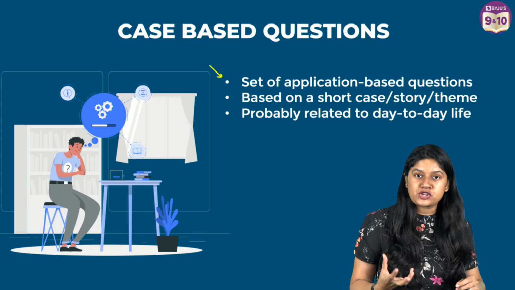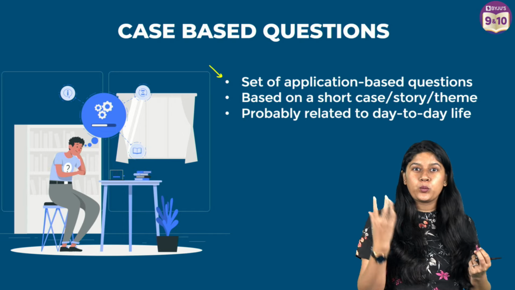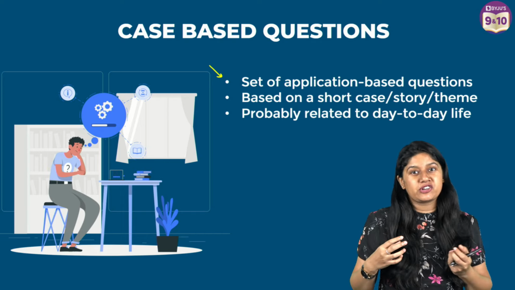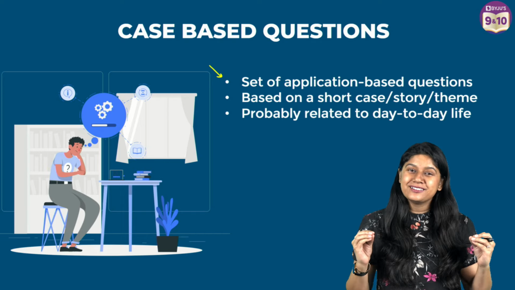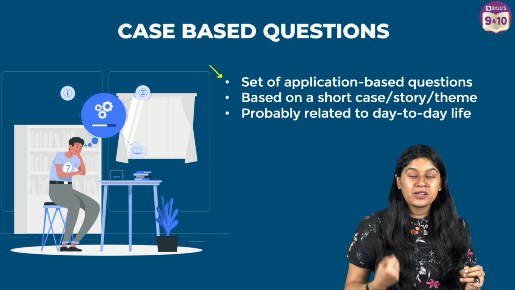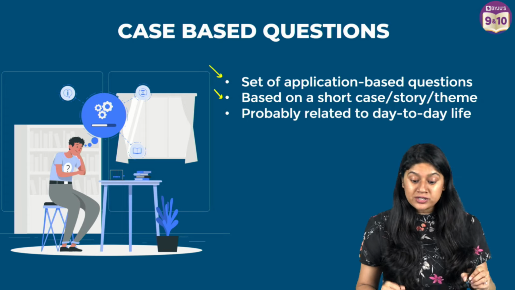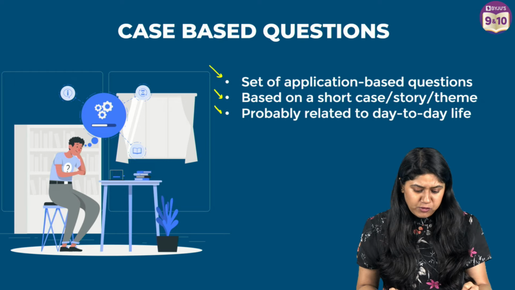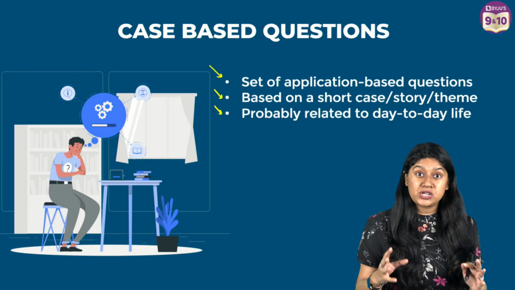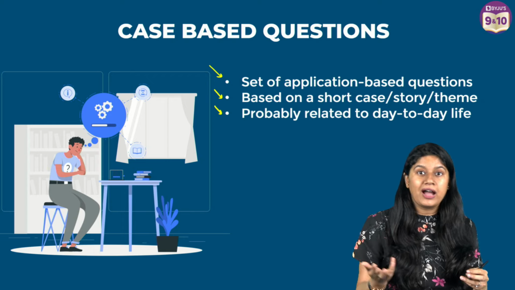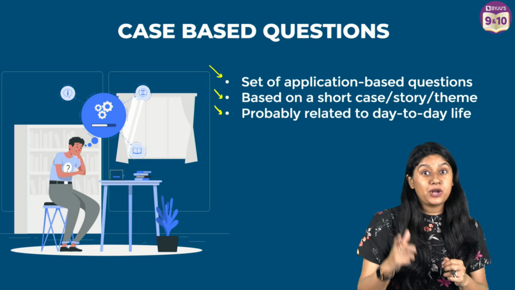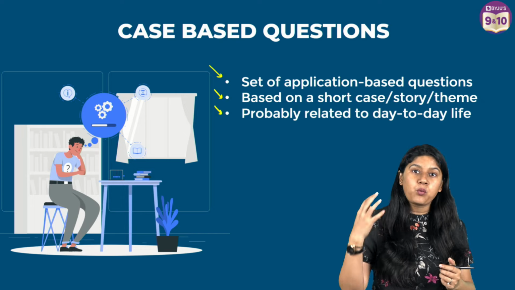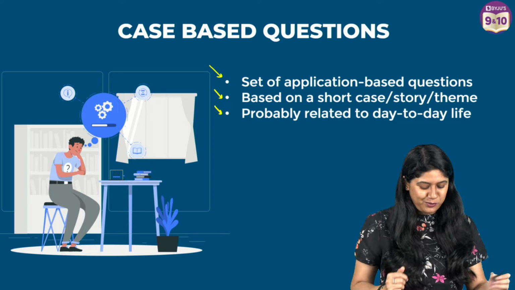We will have a set of application-based case study questions. The questions will be interconnected and mostly check the knowledge that we have. We have to connect the content and, based upon that, extract the answers. They will be based on a short case story or on different themes from our textbook, probably related to day-to-day life also. Especially in genetics and environment we can have questions. In reproduction, sex determination is something that usually comes in the case-based study question. So we now know what kind of questions can come.